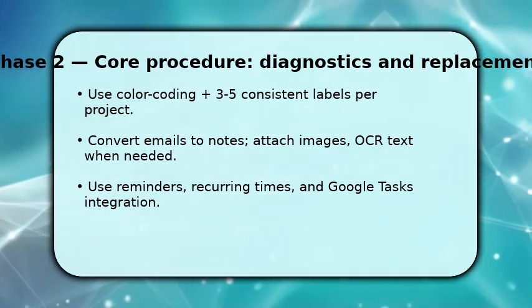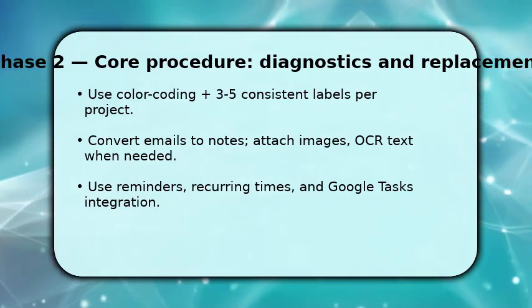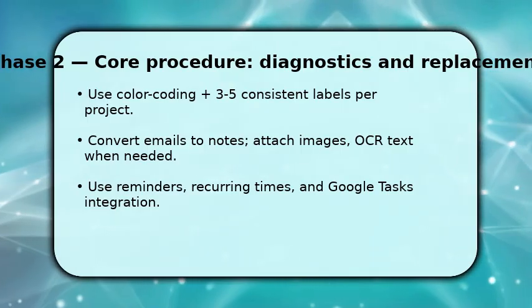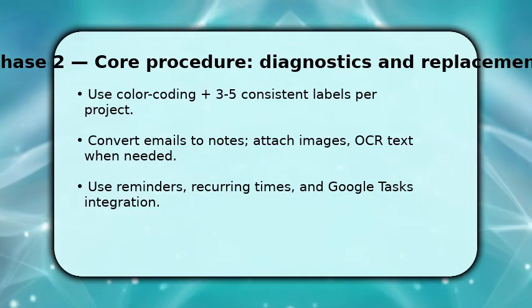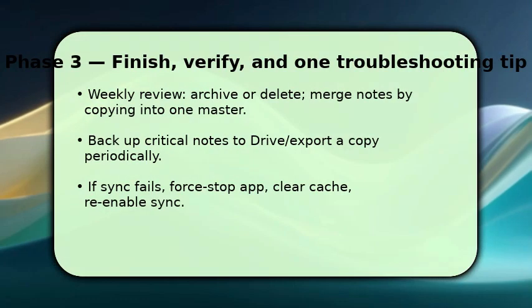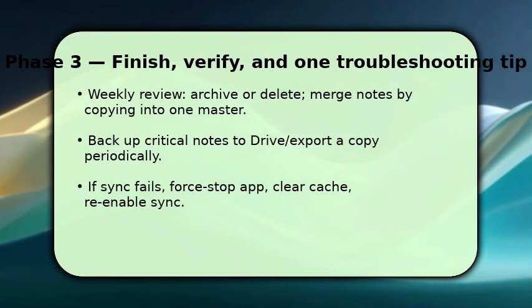Then set reminders with dates or locations and use recurring reminders for habits. Also, sync selected Keep notes to Google Tasks when a task needs a deadline. This bridges the gap. Finish by refining and reviewing to complete the system.